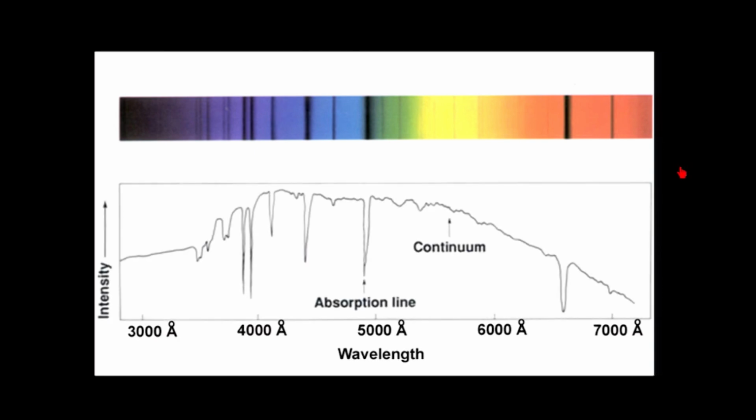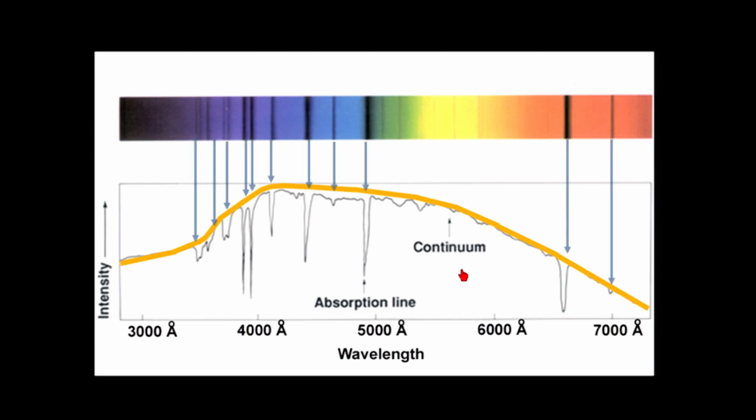So this picture turns into this graph. And everywhere there's a dark line, you end up getting a dip in the graph. So if you look very carefully, you'll notice that this vertical axis right here is intensity. Intensity means how much is the color in its brightness. So you have a very bright shade of one color or a very faint shade of another color. The horizontal axis is wavelength.